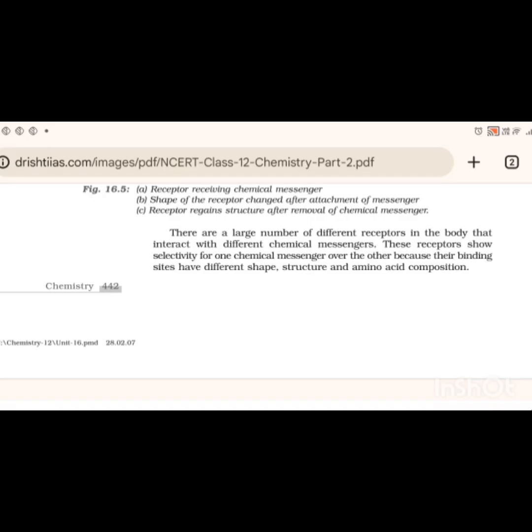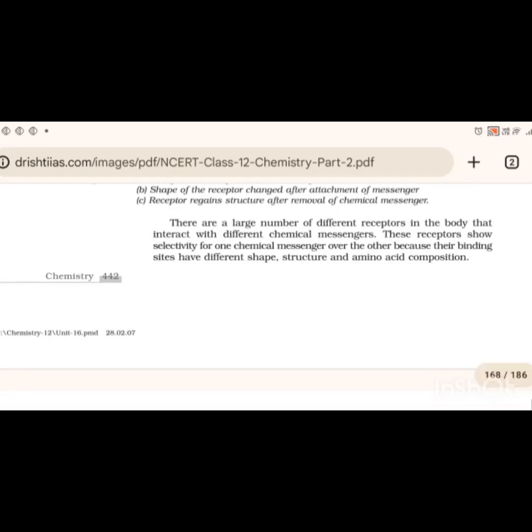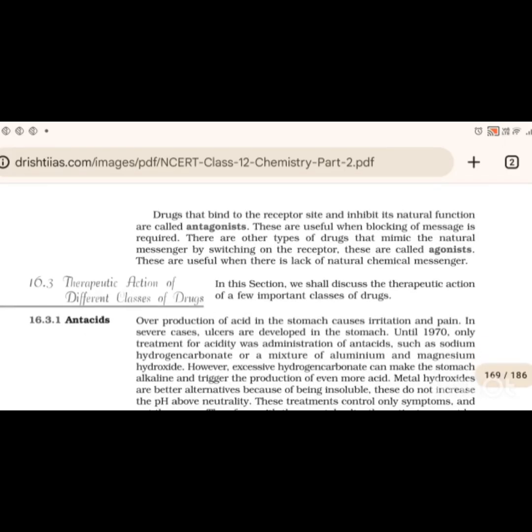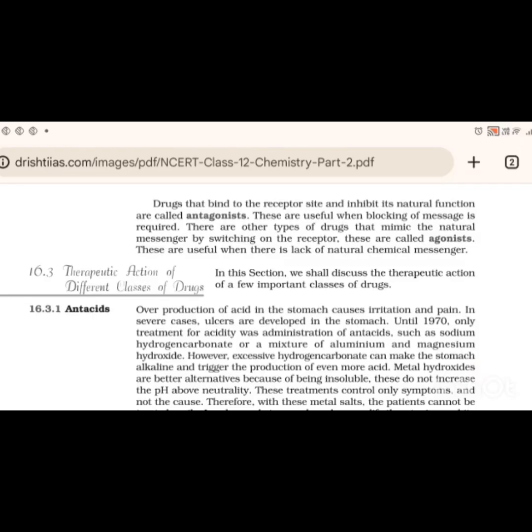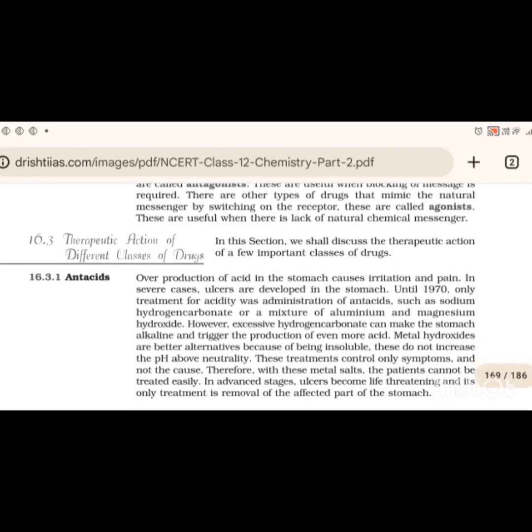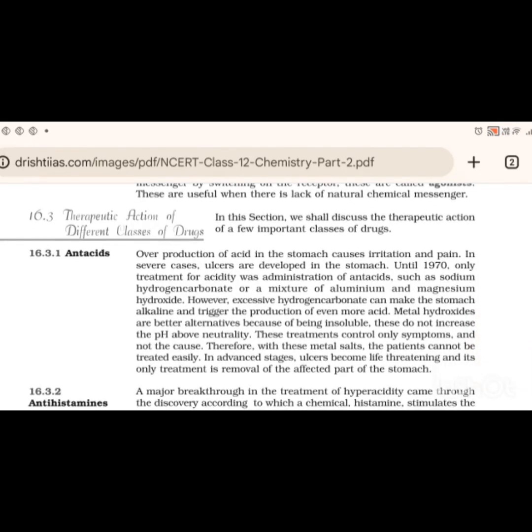These receptors show selectivity for one chemical messenger over the other because their binding sites have different shape, structure, and amino acid composition. Drugs that bind to the receptor site and inhibit its natural function are called antagonists. These are useful when blocking of a message is required. There are other types of drugs that mimic the natural messenger by switching on the receptor. These are called agonists. These are useful when there is a lack of natural chemical messenger. In this section, we shall discuss the therapeutic action of a few important classes of drugs.